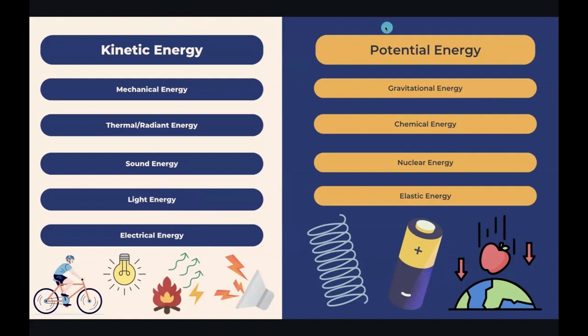Then there's potential energy, which is not necessarily about moving things. It's about stored energy. It's about the position that it's in. Like stationary? Yes, exactly, stationary. So think of, for example, the first category, gravitational energy, which is probably the most common example of potential energy that we've seen. It's based on how much height something has.